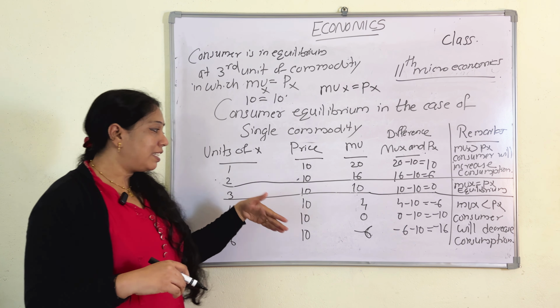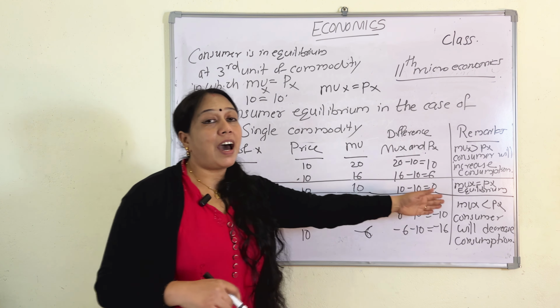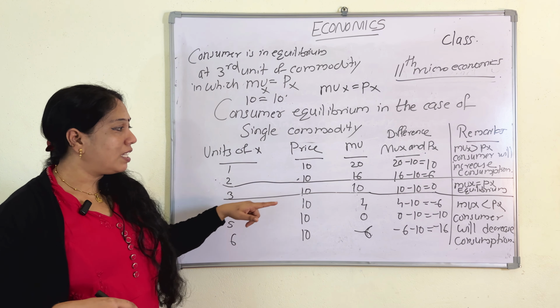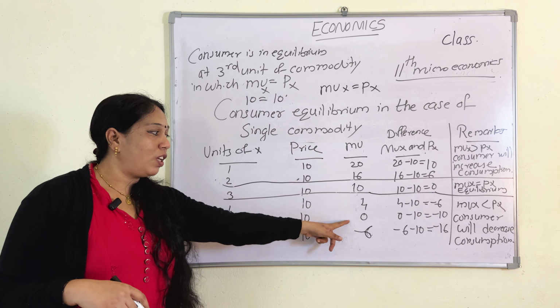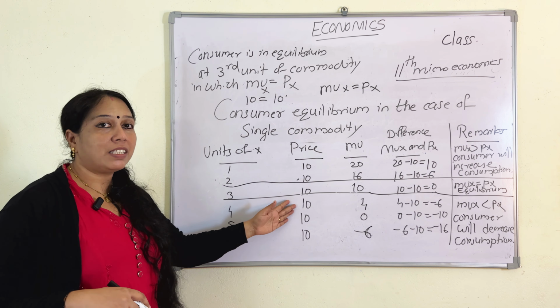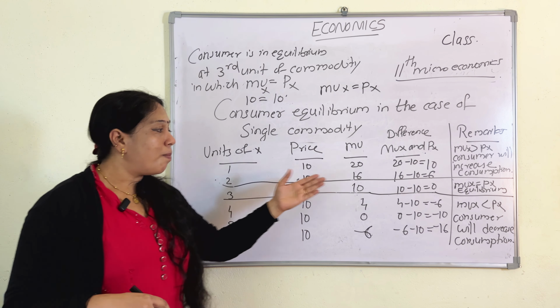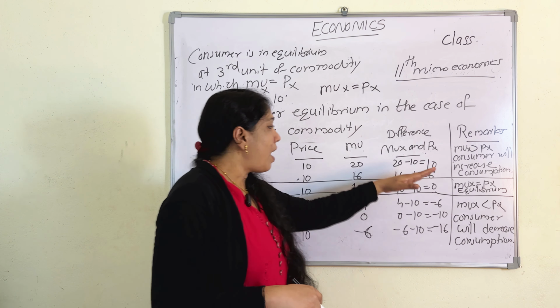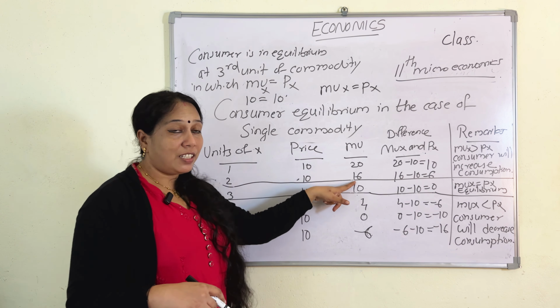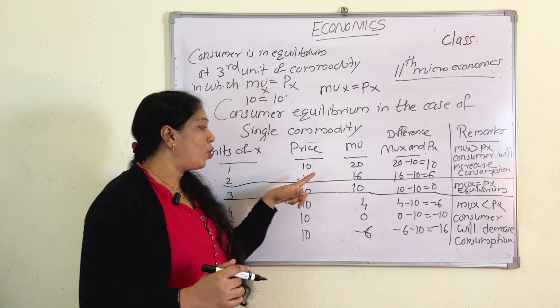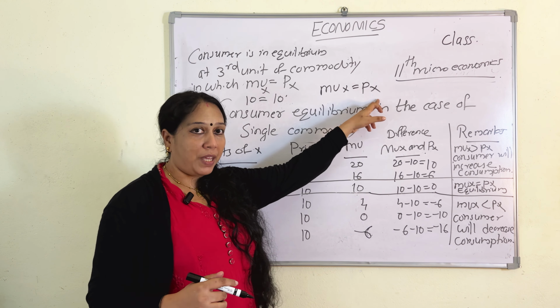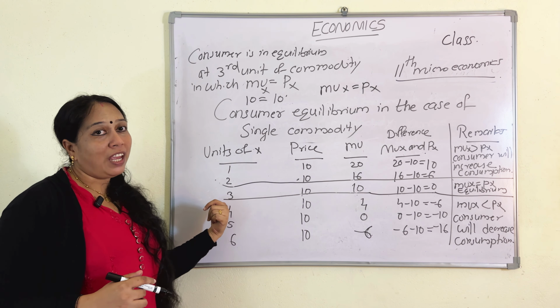Yes, no? Next disequilibrium condition is marginal utility of X is less than the price of X commodity. Here you can see that marginal utility is 4, 0, minus 6. What about the price? 10. 10 is more than the marginal utility. So the consumer will decrease the consumption. And equilibrium condition is marginal utility of X commodity is equal to price of the X commodity. That is MUX equal to PX at the third unit of the commodity.